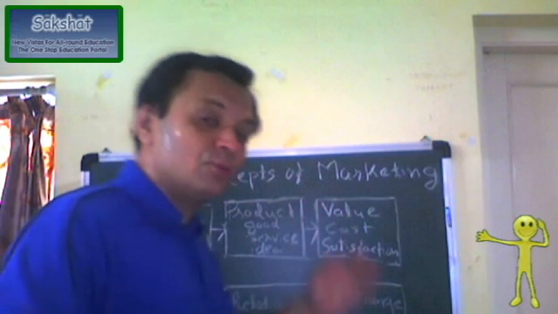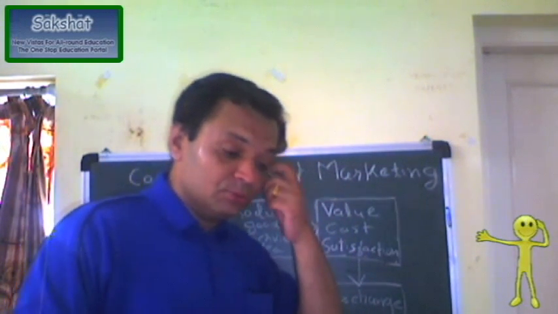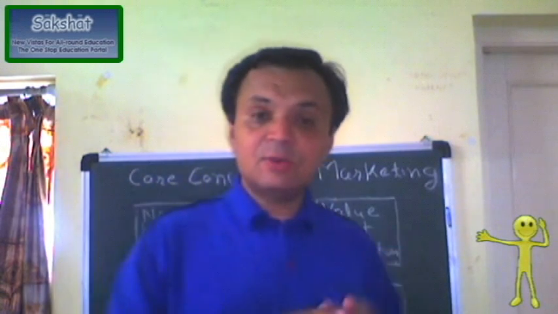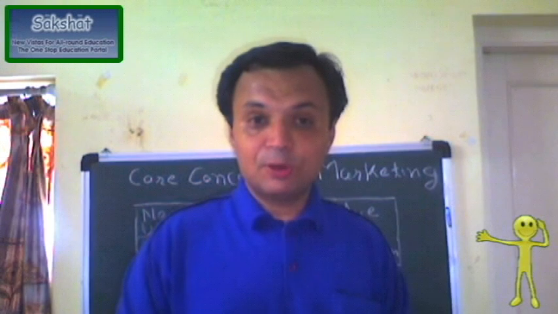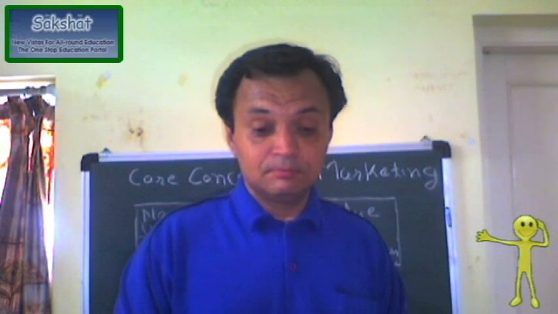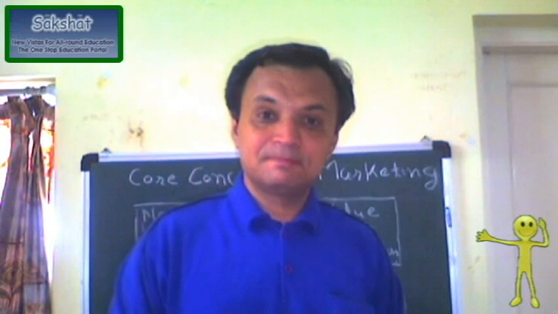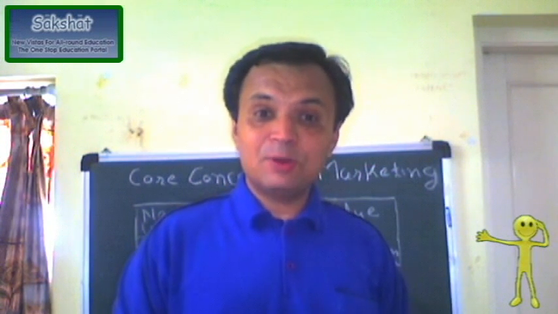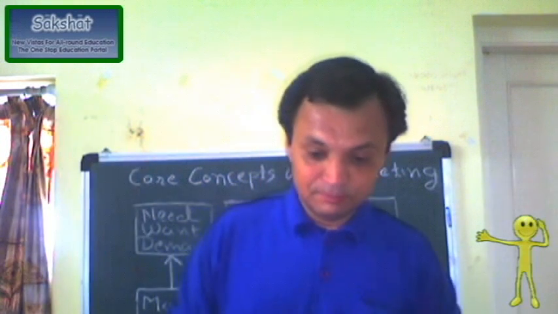Now let us go to the fourth category, exchange and transaction. If I ask you how many ways you can get a product, there are basically 4 ways. Number 1, self-production. Nobody in this world can produce everything. So self-production for every product is not possible.